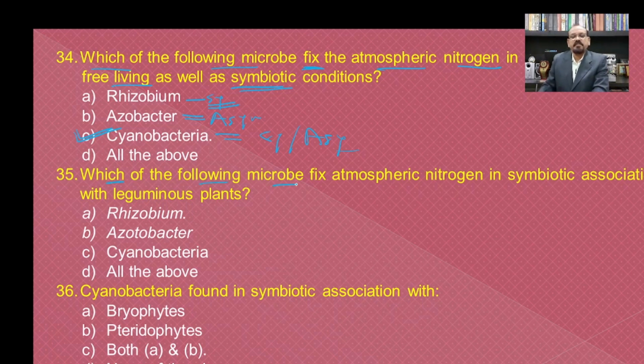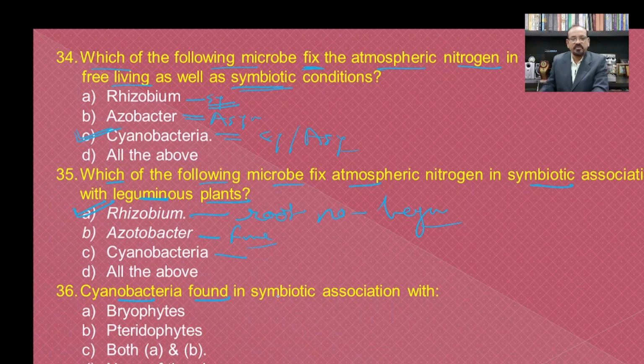Then which of the following microbes fix the atmospheric nitrogen in symbiotic association with the leguminous plants? The Rhizobium forms the root nodules with the plants of legume or the legume bearing plants. It means that A will be the correct answer. Earlier we have seen the free living bacteria and cyanobacteria in association with other organisms, that is the roots of the higher plants as well as in the fern and the bryophytes.